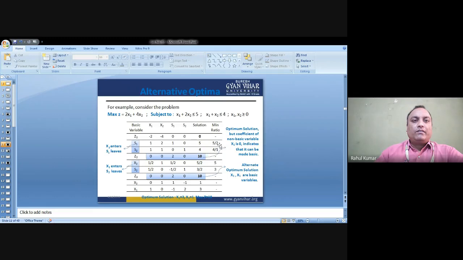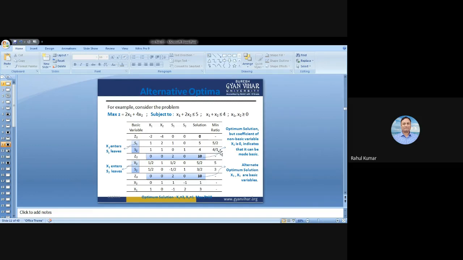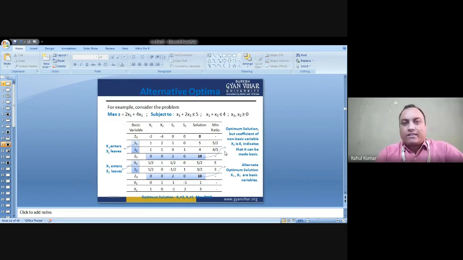Then the minimum ratio. Here in this row 5 by 2 gives the minimum ratio, and in this row 4 by 1 gives the minimum ratio, right? And then z2 is here. This is 0, this is 0, this is 2, 0 and 10. This 10 gives the optimal solution, but the coefficient of non-basic variable x1 is 0, which indicates that it can be made basic, and x1 enters and x2 leaves.